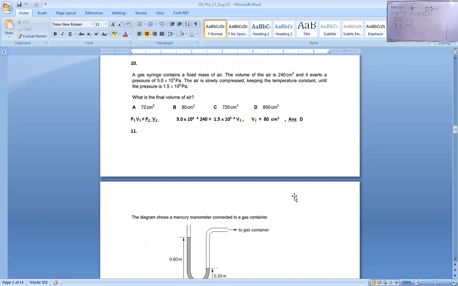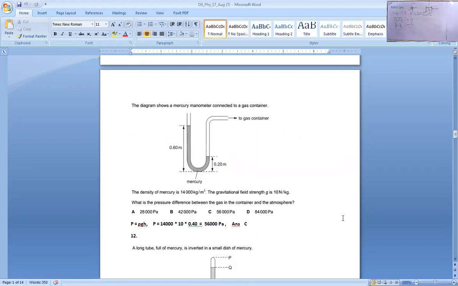Number 11, the diagram shows a mercury manometer connected to a gas container. Left side is open, it means there is atmospheric pressure on that side. Right side we have connected with the gas container. The density of the mercury is 14,000 kilogram per meter cube. Gravitational field strength g is 10 Newton per kilogram. What is the pressure difference between the gas in the container and the atmosphere?